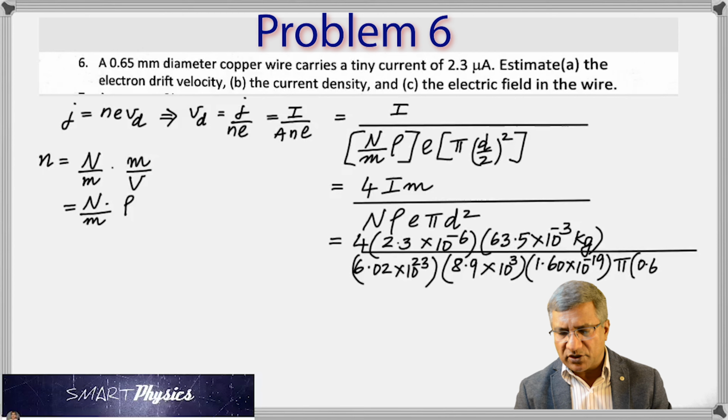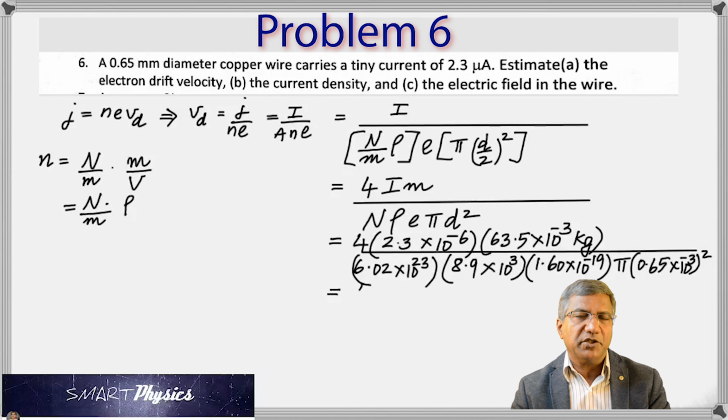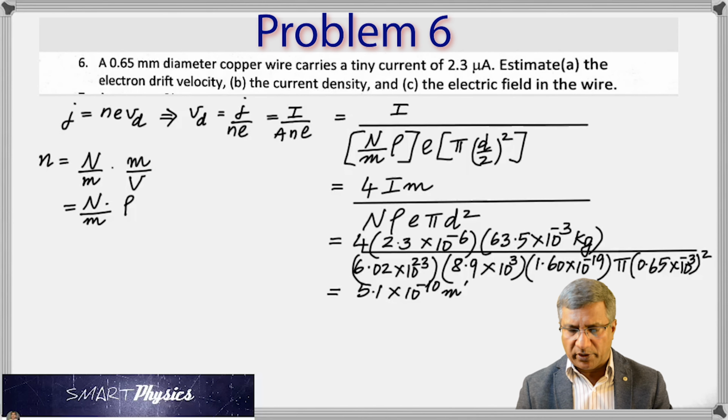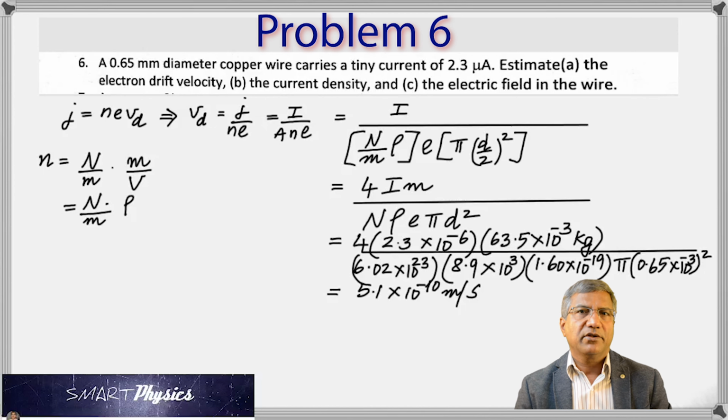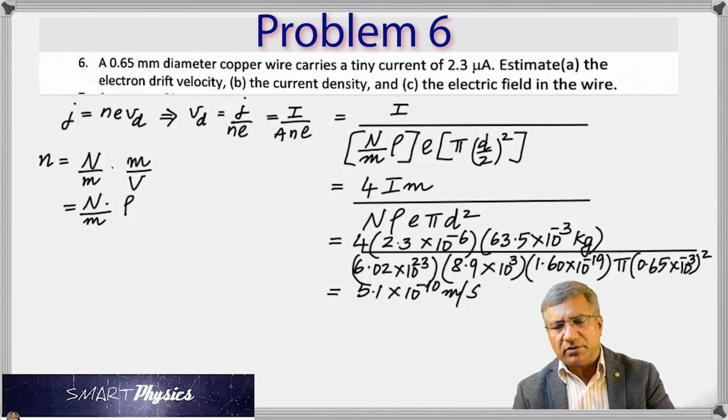And then pi times the diameter, which is given as 0.65 millimeter, in meter it would be times 10 to the negative 3 whole squared. And when we do all those calculations, we get the drift velocity as 5.1 times 10 to the negative 10 meter per second. Look at how small that velocity is. That's why it's called the drift velocity. And I hope you understood this. It's quite a lot of substitutions, but it's understandable.